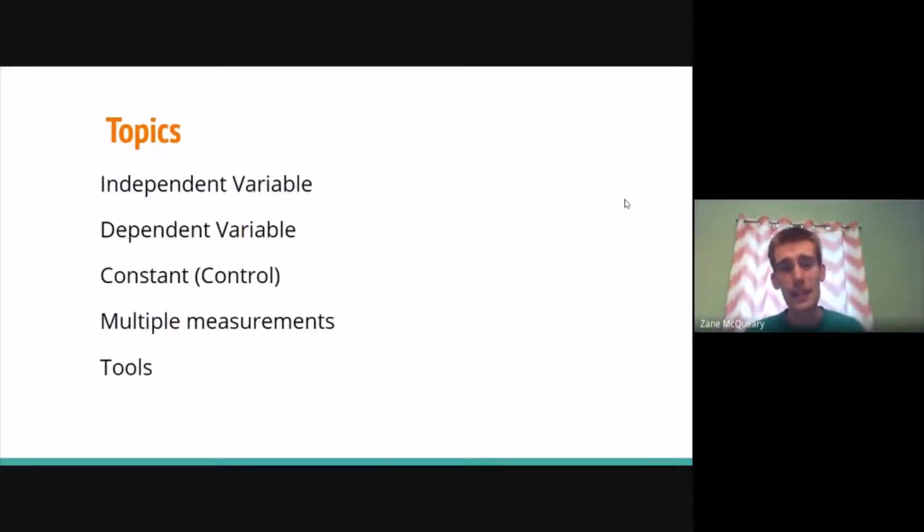What are independent and dependent variables? What is a constant? What is the effect of multiple measurements on an experiment? And then what tools do I need in order to get the data that I need?